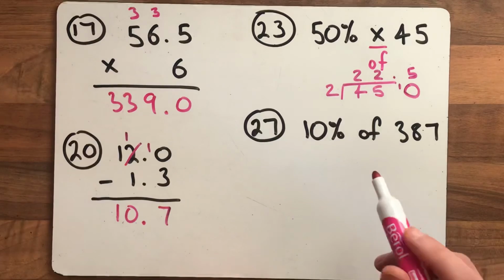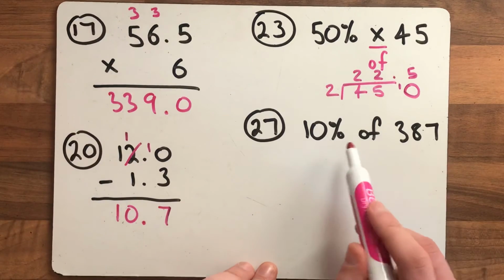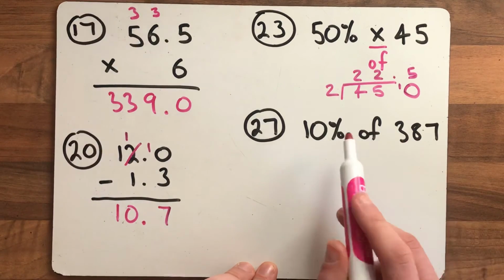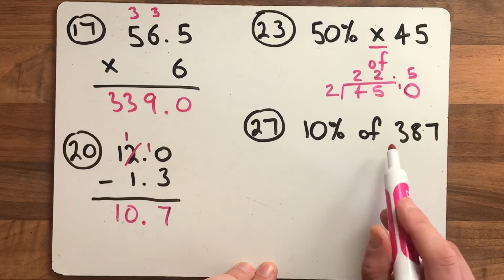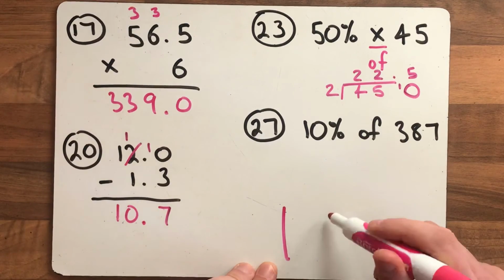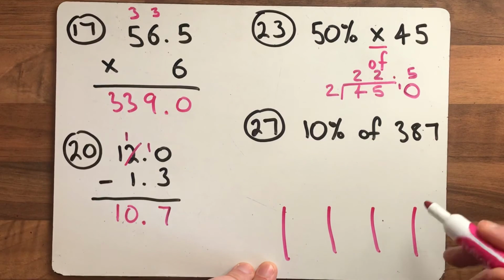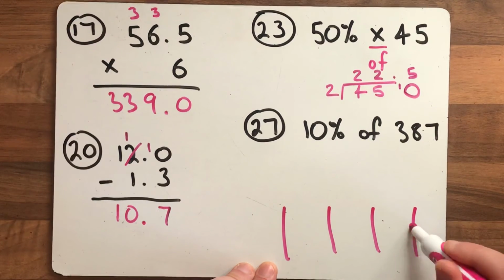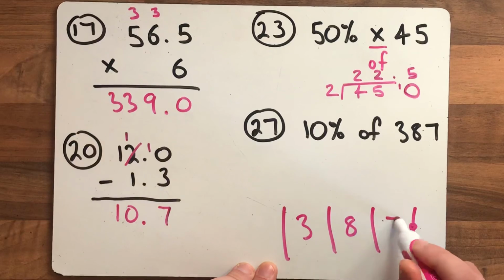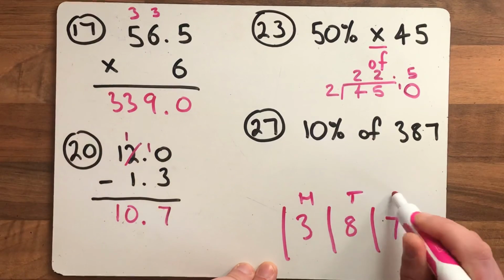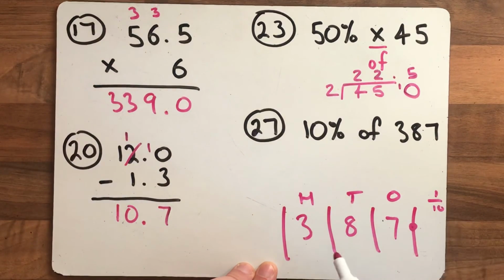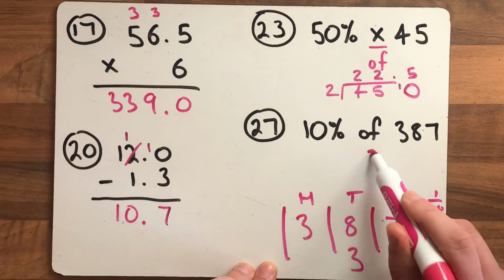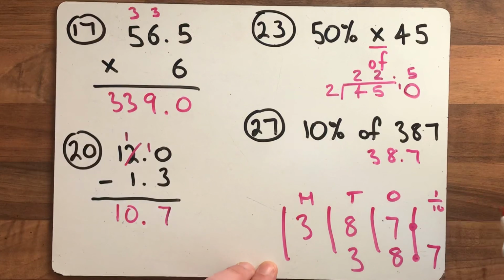Right, finally look at number 27. Again, it's something we did this week. 10% of 387. Remembering that 10% is the same as dividing it by 10. So again, if we were to write a very straightforward place value chart in here, 387, the hundreds, the tens, the ones, and the tenths. Same as dividing it by 10, so everything gets moved over once to the right. So the 7 will come here, then the 8, then the 3, decimal point in the same place, so 38.7.